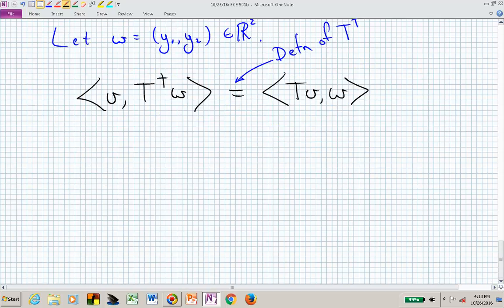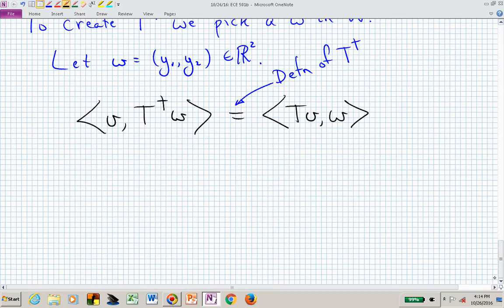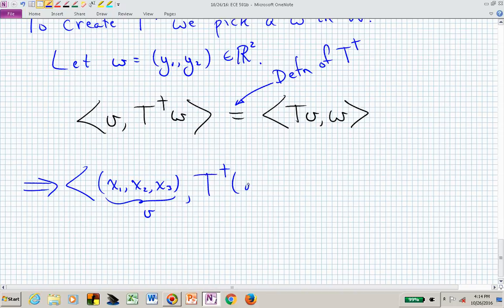So now let's build. We know what TV is. We just defined that. That's this linear map. And so we can now use that, but before I do that, I'm going to go ahead and write down what the left side looks like. This now says that I have x1, x2, x3. That's now my vector V, times T-dagger y1, y2. This is now my W.